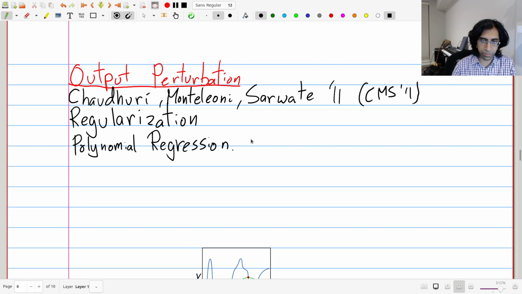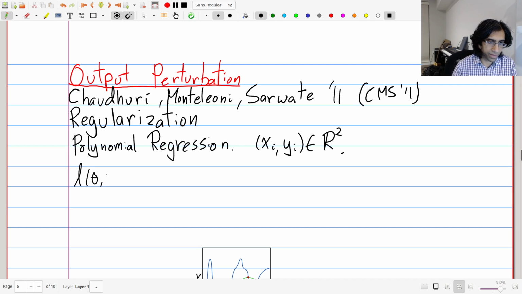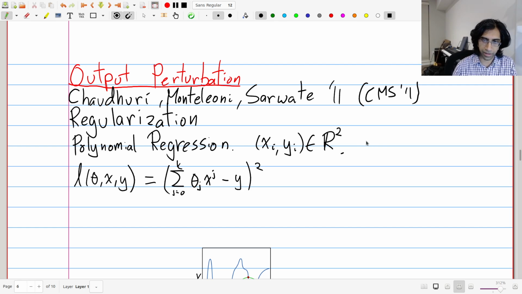Let's suppose we have a data set where (x_i, y_i) is in R squared. We want to fit a data set using a polynomial of, say, degree k, using the squared loss. So we'll have L of theta, x, y being equal to the following: the summation from j equals 0 to k of theta_j times x to the j, minus y, squared. And so clearly, theta is in R to the k plus 1.